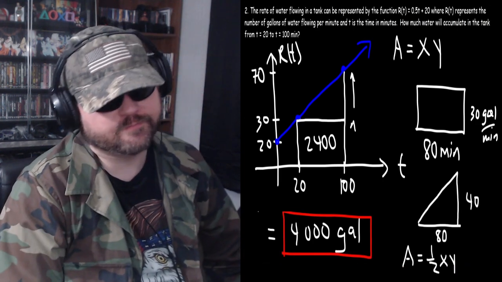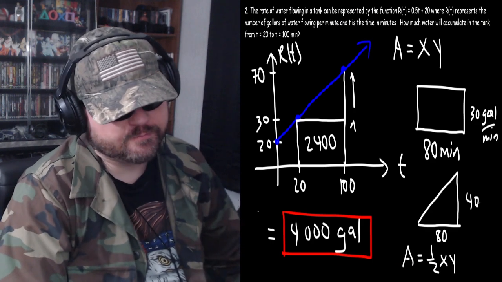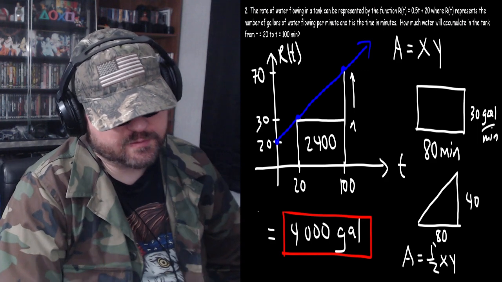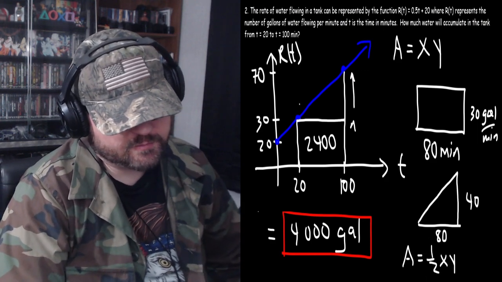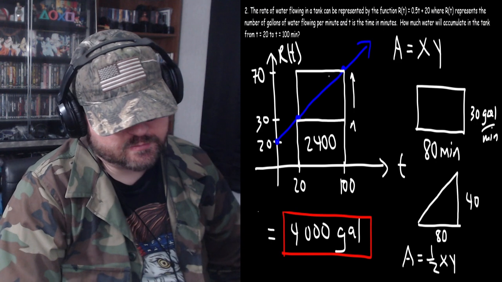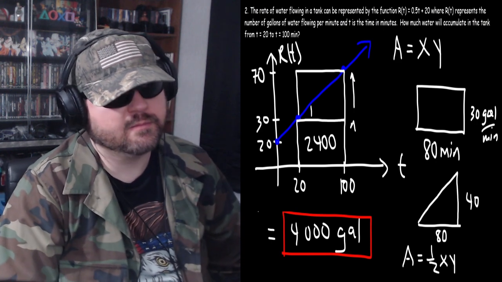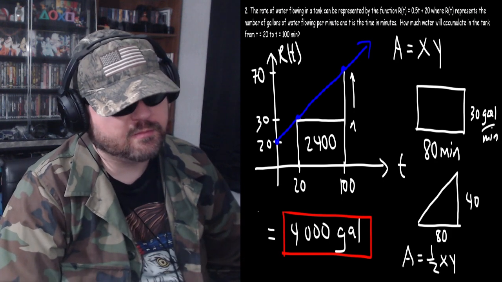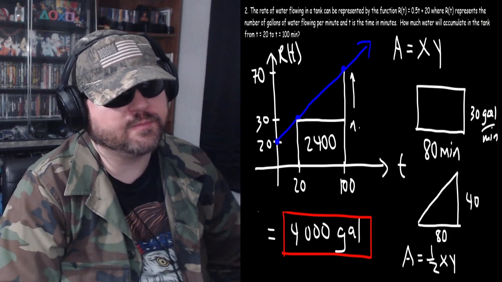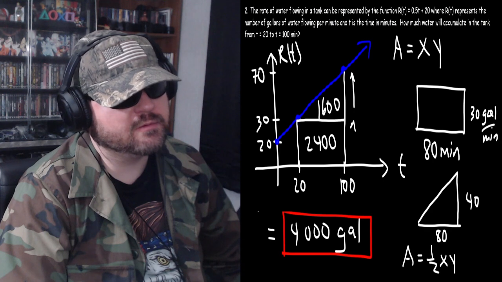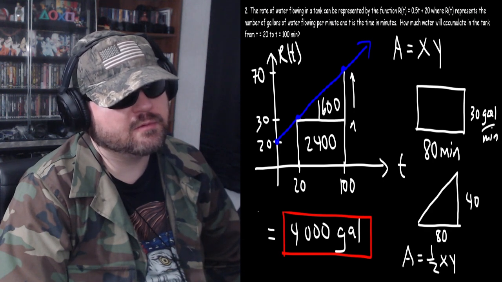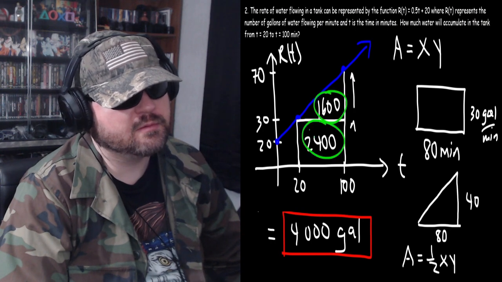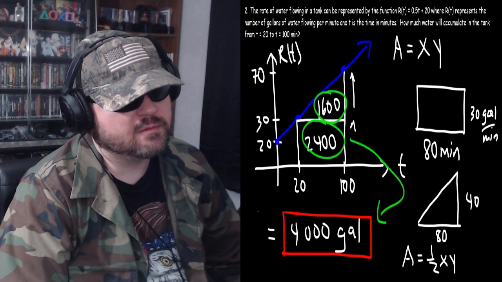Now, 80 times 40. 8 times 4 is 32. And if you add the two zeros, that's 3200. But we need to take half of it because we no longer have a rectangle. We have a triangle. And a triangle is half of a rectangle. So that's why it's a half base times height. So half of 3200 is 1600. Thus, if we add 1600 and 2400, that's going to give us our answer of 4000.